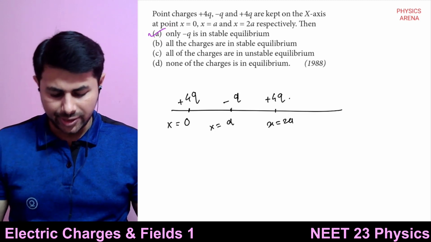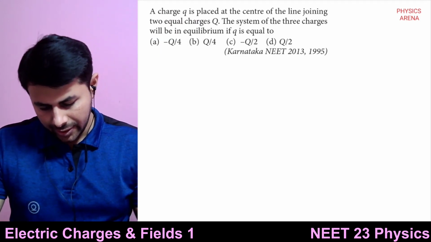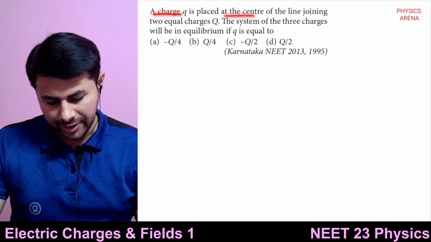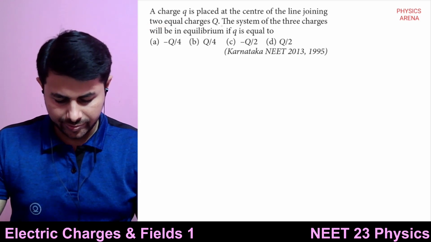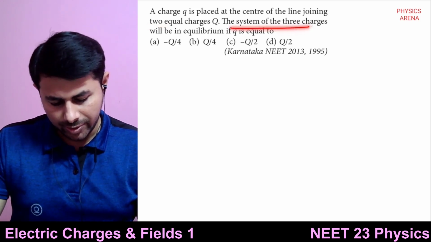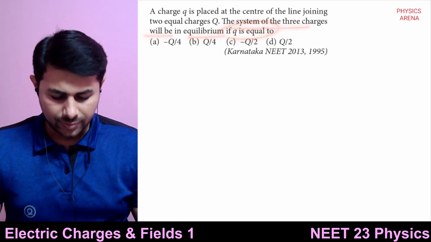The charge minus q is in stable equilibrium. Let's see next question. A charge q is placed at the center of the line joining two equal charges plus q. The system of three charges will be in equilibrium. Q is equal to. Okay.